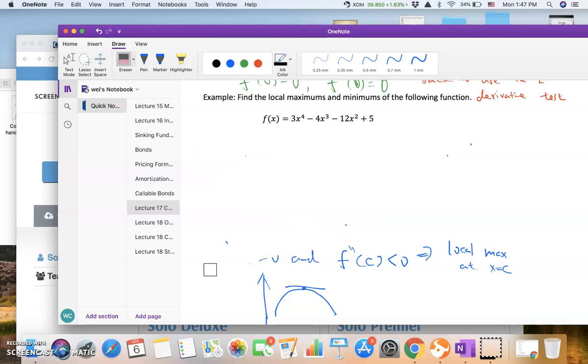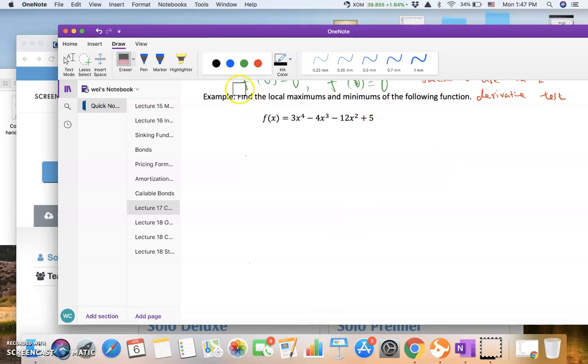Here we want to find the local maximum and minimum of the function f(x) equals 3x to the fourth minus 4x to the third minus 12x squared plus 5. So we first take the derivative of this function, and from the derivative we can find all the critical points.